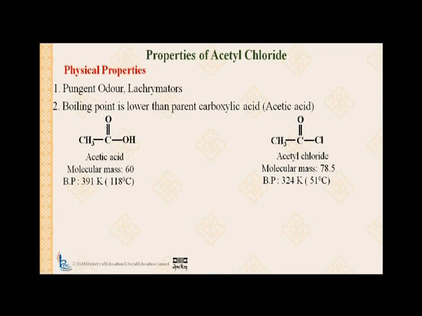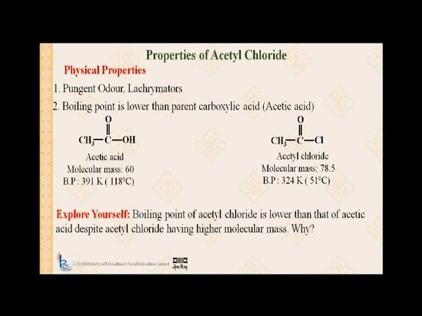Now if you compare the molecular mass as well as the boiling point, you can see there is an inverse relationship. Normally in chemistry, the higher the molecular mass, the higher the boiling point. But here you can see that acetyl chloride has a higher molecular mass compared to acetic acid, yet the boiling point of acetyl chloride is low. What could be the reason? This is what you need to explore yourself. The boiling point of acetyl chloride is lower than that of acetic acid despite acetyl chloride having higher molecular mass. Why? So explore yourself.